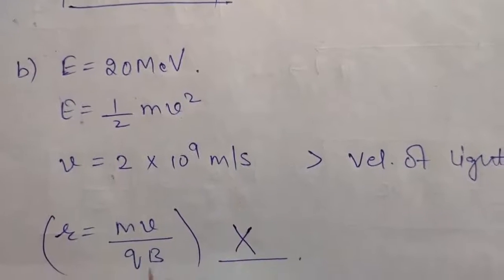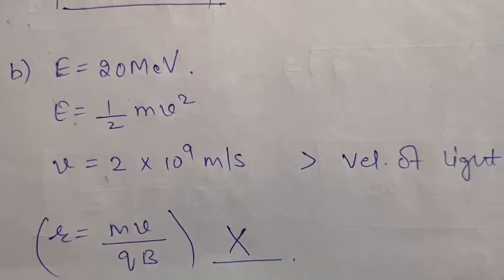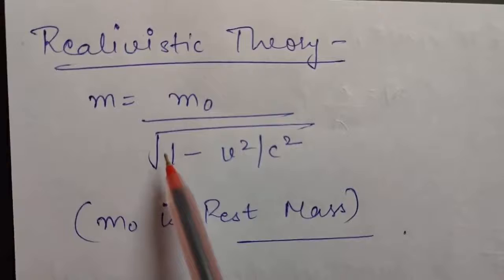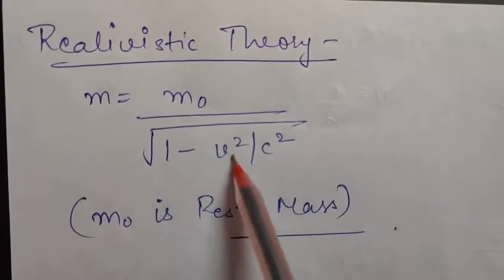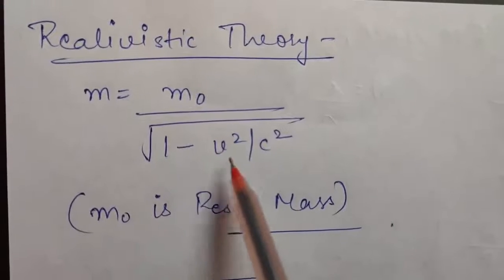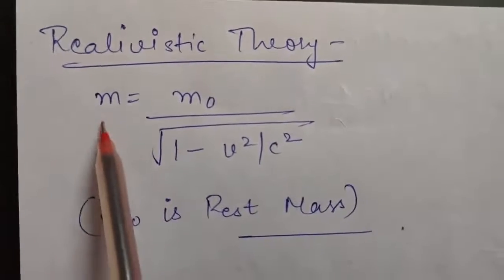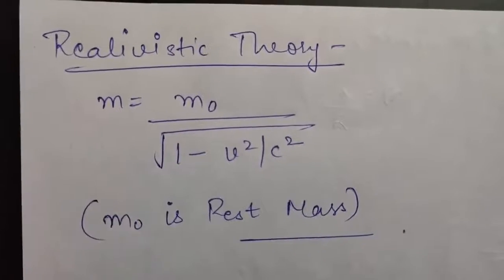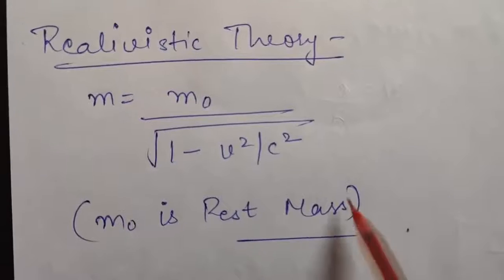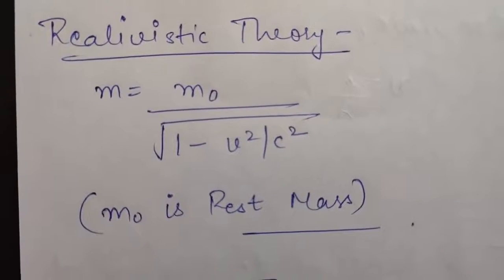So therefore, instead of m, we have to use the formula of relativistic mass, which is given by m equals m naught upon under root 1 minus v square upon c square, where m naught is the rest mass, v is the velocity of the particle, and c is the velocity of light. And m here is called relativistic mass. So to modify the formula, instead of m, we will be using this formula in your part b to calculate the radius.